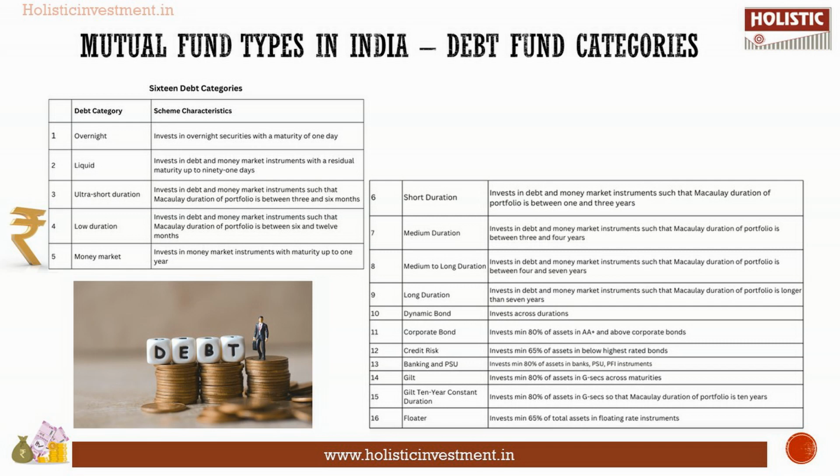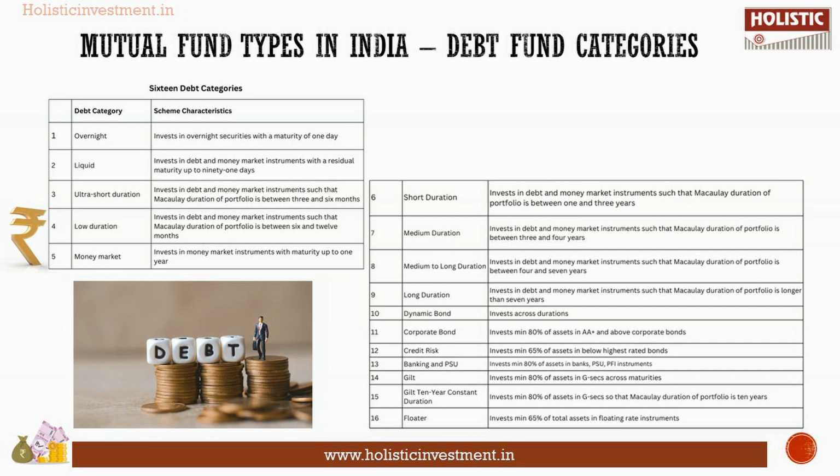Overnight funds invest in overnight securities with a maturity of 1 day. Liquid funds invest in debt and money market funds with a residual maturity up to 91 days, that is 3 months. Ultra short duration funds invest in debt and money market funds with a maturity between 3 and 6 months. Low duration funds invest in debt and money market funds with a maturity between 6 and 12 months. Money market funds invest in money market instruments with a maturity up to 1 year.